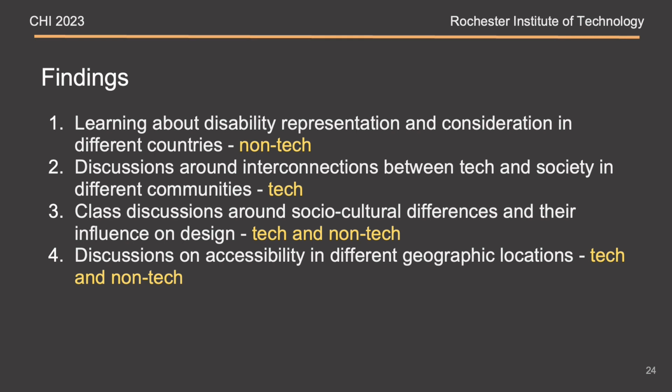Third, both courses had discussions about the influence of socio-cultural differences in design, such as language in design, choice of food in food app design, religion in design, or race in design. And finally, we found that both courses had some discussions around accessibility in different geographic locations, such as accessibility policies in different countries. For more detailed information, please read the paper as you can find more interesting insights.